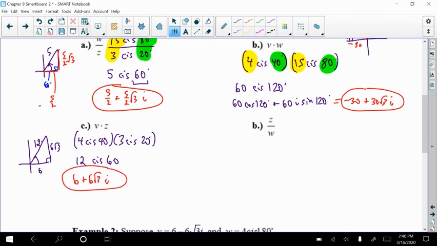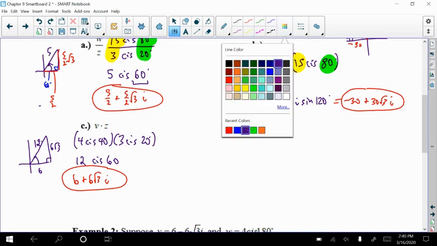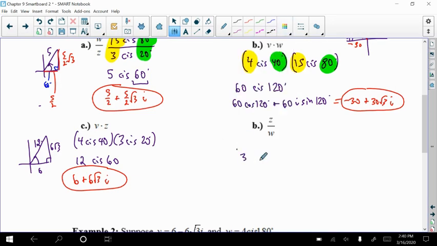Okay. All right, z divided by w. The fun continues. So z, we said, was 3 cis 20. And then w, we know, is 15 cis 80. So again, dividing the coefficients, 3 divided by 15 is 1/5 cis. And remember, we subtract, so 20 minus 80, which is negative 60.